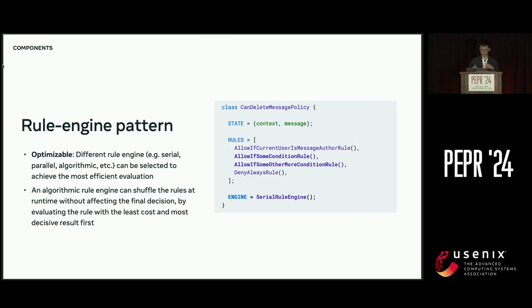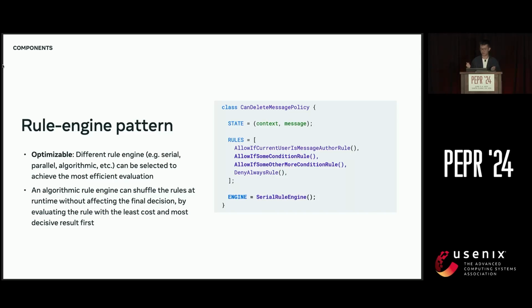Because of this abstraction, we can use an engine, called a rule engine, to change the way those rules are evaluated. Different rule engines can be selected to achieve the most efficient evaluation, without changing the result. Normally it would just run in serial, but we can also try to run it in parallel, or use some smart algorithm to shuffle the order of the rules, so we always use the least costly rule first, which can be the most decisive.